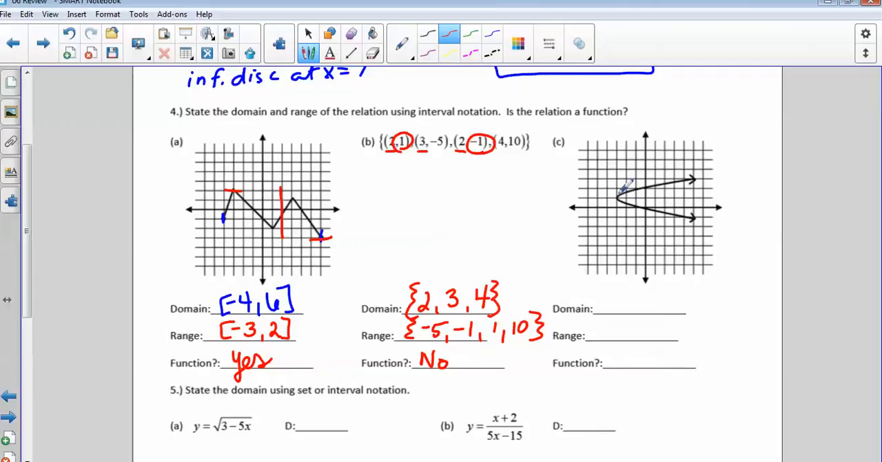And the third one, your domain is going to be from your smallest x value to your largest x value, and these are going forever. So my domain starts at negative 3, and I want to include that, and it keeps going until infinity. My range is from my smallest y value, and these arrows are going forever down, to my largest y value, and these are going forever up. So my range is negative infinity to infinity. However, we do not pass the vertical line test here, so this graph does not represent a function.